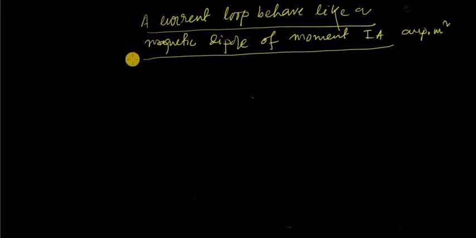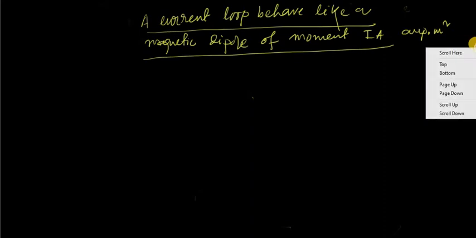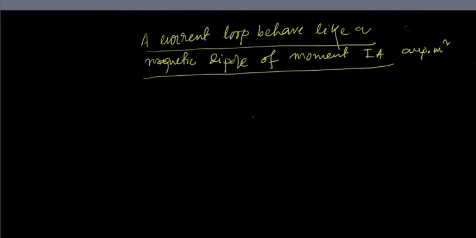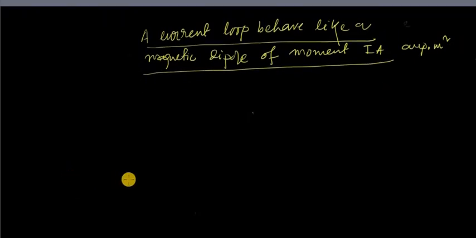Now my topic is: a current loop behaves like a magnetic dipole of moment I into A. That means when a current is circulating in an orbit or in a coil, that circulating current behaves like a magnetic dipole, and the dipole has a moment I into A, current into the area of that loop.